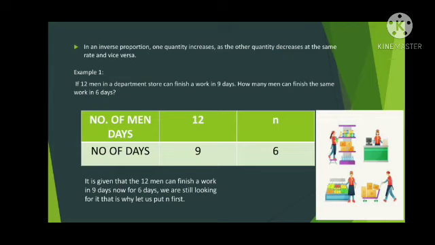So we have our example. If 12 men in a department store can finish a work in 9 days, so that is already a ratio, no? Of men to work days. The time here is in days, no? The work should be done in 9 days if we need 12 men. So that is a ratio of 12 is to 9, 12 men is to 9 days, no?